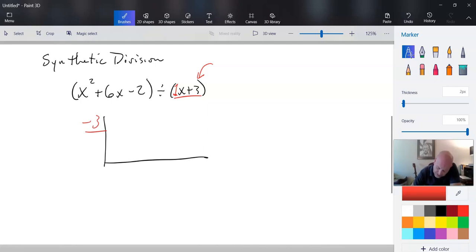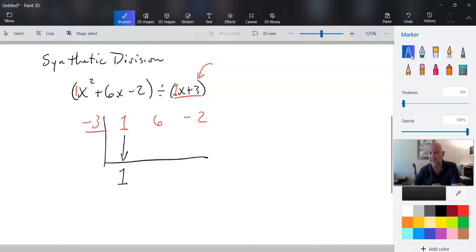And then across the top here, what I'm going to do is just write the coefficients of the dividend. So we have 1, 6 and -2. And so, this is one of those things where it really is more or less a trick. There's not a lot of direct mathematics you get out of this other than you get a process completed. So this is how it works. So the first thing you do is take this leading coefficient and drop it straight down.